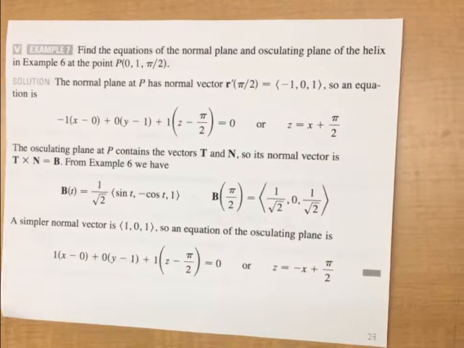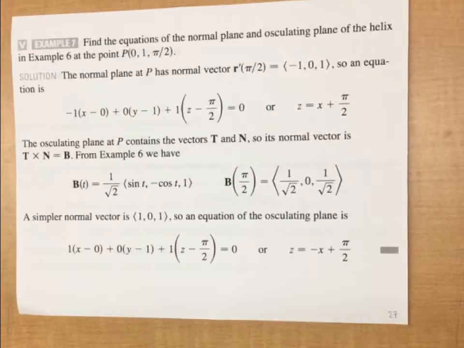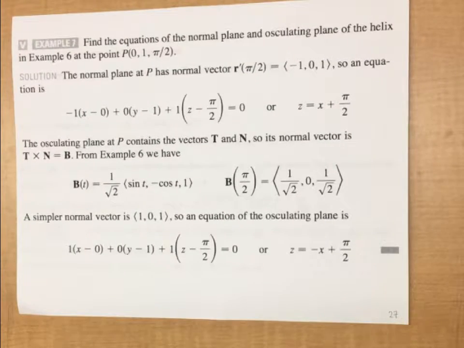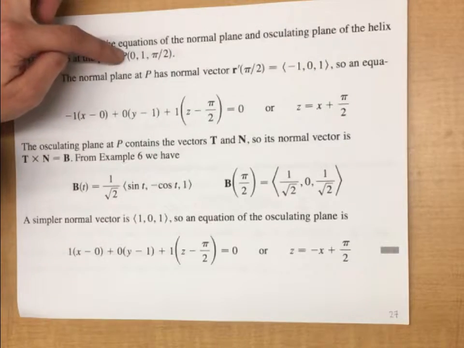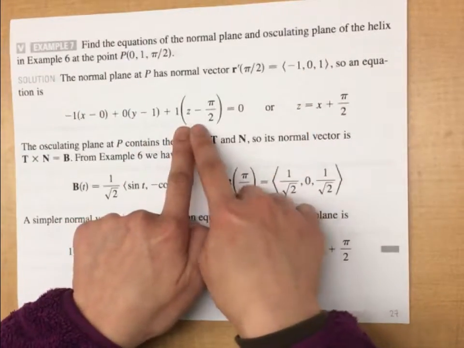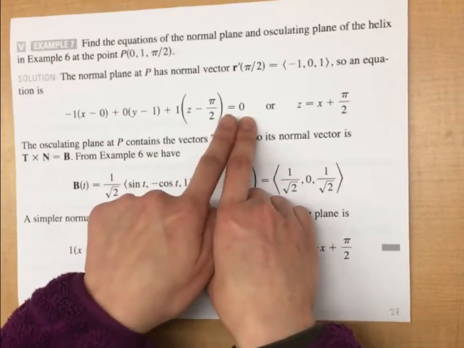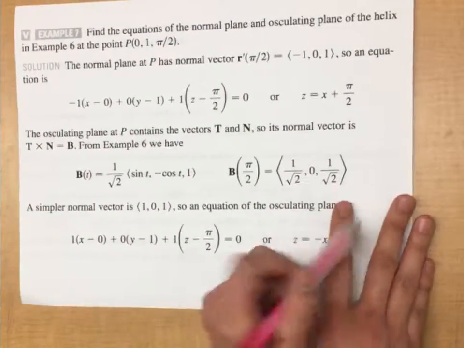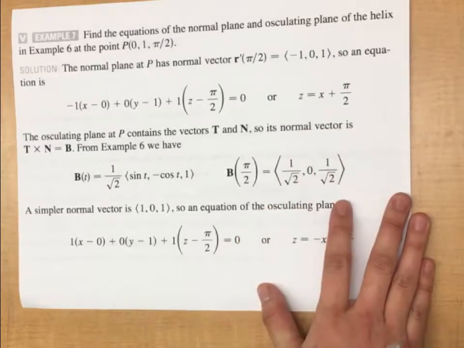And so, obviously, we love examples, so we're going to find the equations of the normal plane and osculating plane of the helix at the point P (0, 1, pi over 2). And so the normal plane at P has normal vector r prime of pi over 2, which is (-1, 0, 1). And so in an equation, we're going to plug it in, which is negative 1 times (x minus 0), which is from here, plus 0 times (y minus 1), plus 1 times (z minus pi over 2) equals 0. Or to organize all of this better, it comes out to z equals x plus pi over 2.